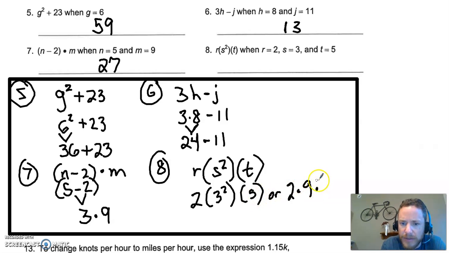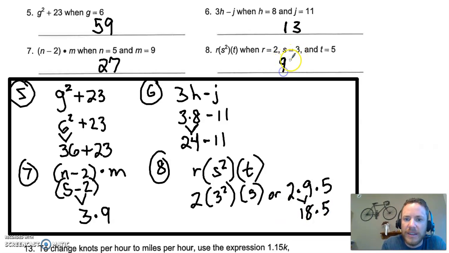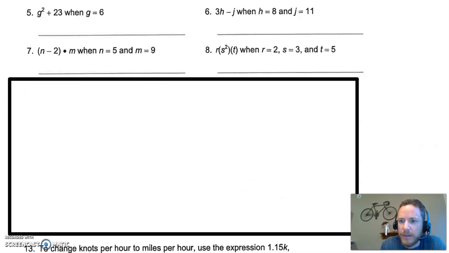Times 5. Yep, t is 5. And now I'm just going to work them from left to right. 2 times 9 is 18, and 18 times 5 is 90. The key there, what makes it look so hard, is all those parentheses. But all those parentheses simply mean is to multiply. Alright, let's check out the next set of problems.